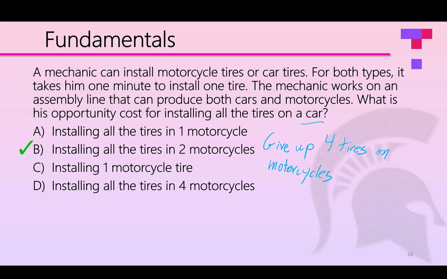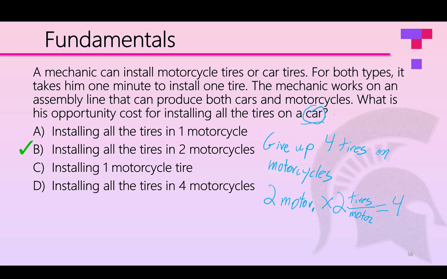A motorcycle has 2 tires, which means that he is giving up putting all the tires on 2 motorcycles, because 2 motorcycles times 2 tires per motorcycle is equal to 4 tires. And putting all of the tires on a car means you're putting on 4 tires.